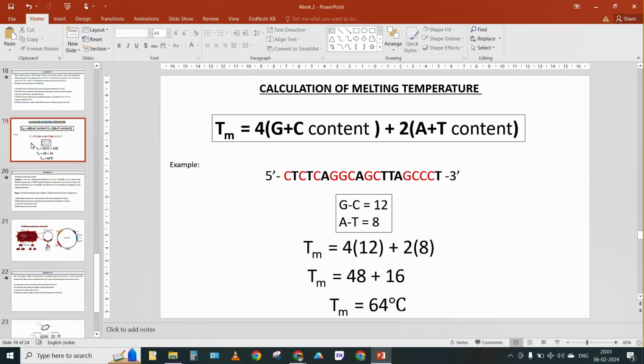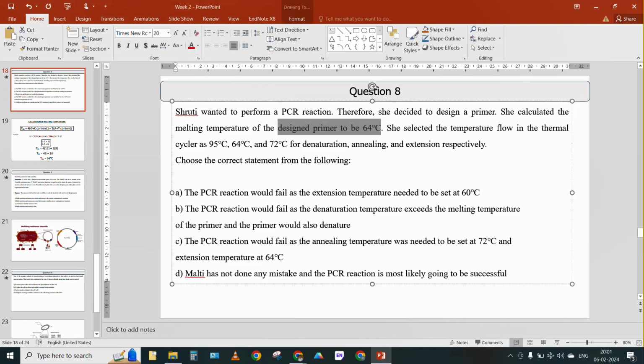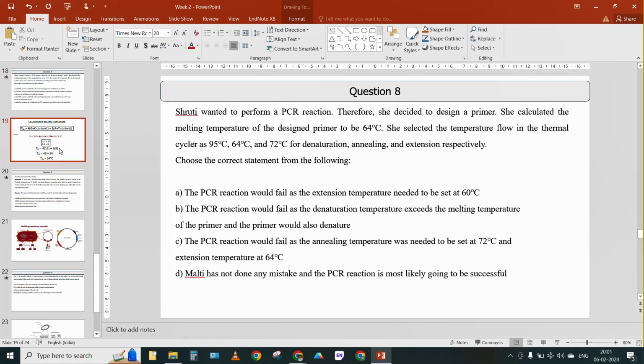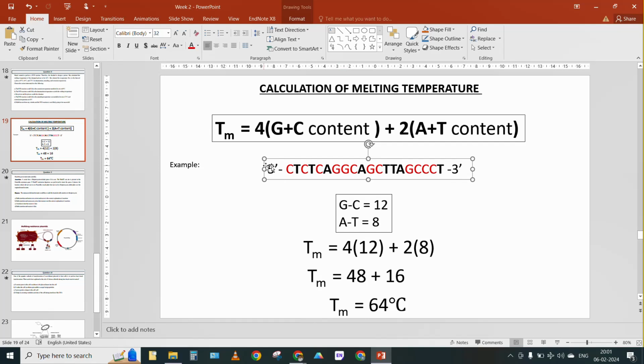Yes sir, the question states that she calculated the melting temperature of the designed primer, and it is 64. So I have designed one primer likewise, where the probable temperature of the designed primer will go to 64. Here is one example. When we calculate the number of GC content, it's coming 12: 1 2 3 4 5 6 7 8 9 10 11 12.